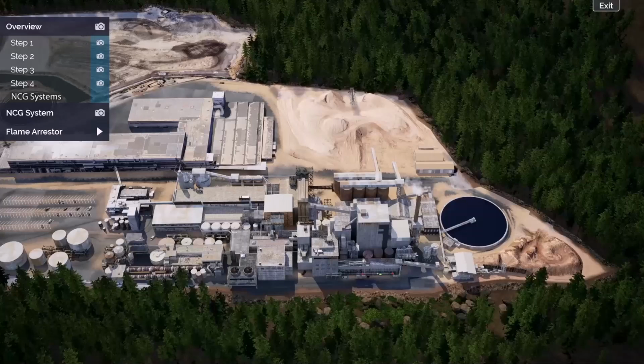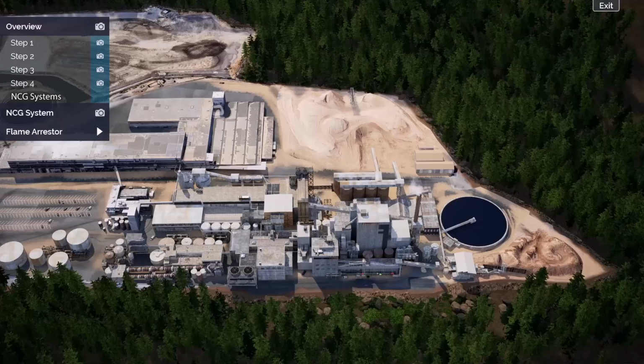This interactive demonstrative exhibit was created for a litigation matter to educate on the steps and processes used at a paper mill to create paper, and specifically the non-condensable gases that are created as a byproduct and the systems that are used to deal with them, including the flame arrestor.